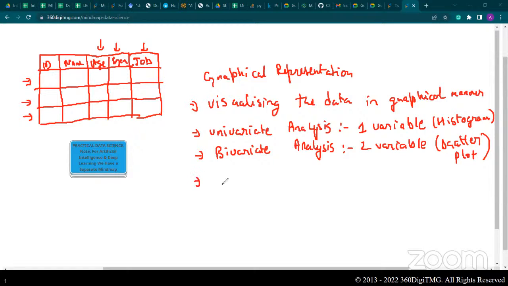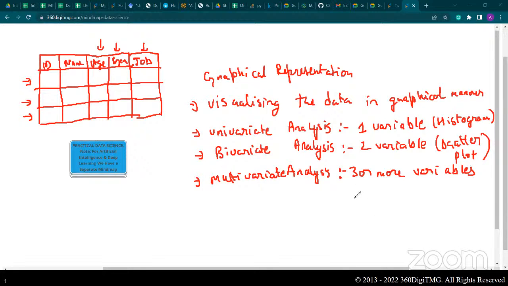So in this, we use something called a multivariate analysis. So this is 3 or more variables. Wherever you have 3 or more variables, use multivariate analysis. All right. So what happens in multivariate analysis?